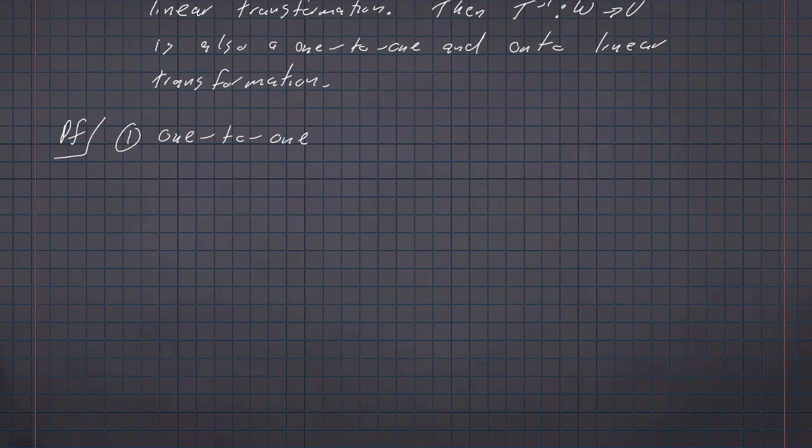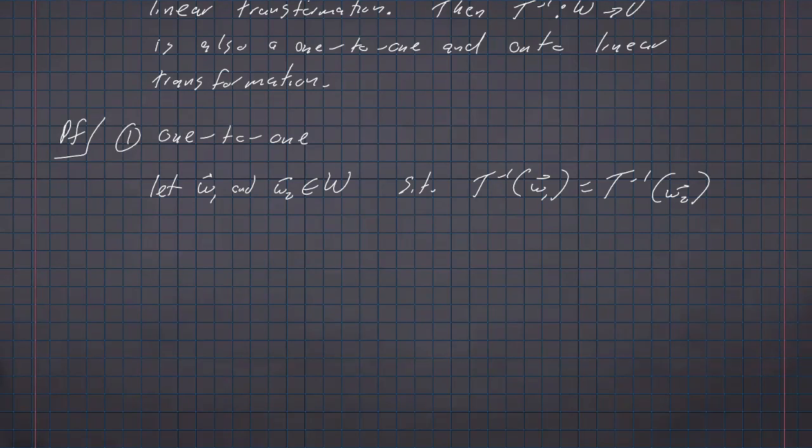So proving that one piece at a time. One-to-one. Remember that to show that a transformation is one-to-one, we want to let w1 and w2 be in vector space W such that T inverse of w1 is equal to T inverse of w2. And we want to show that this can only happen if w1 and w2 happen to be equal to each other.